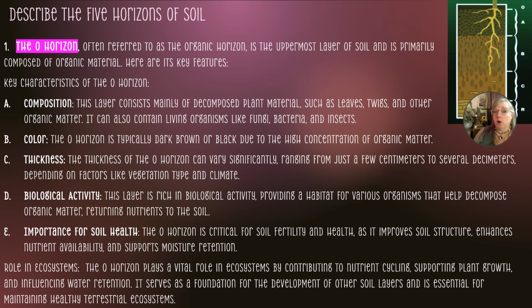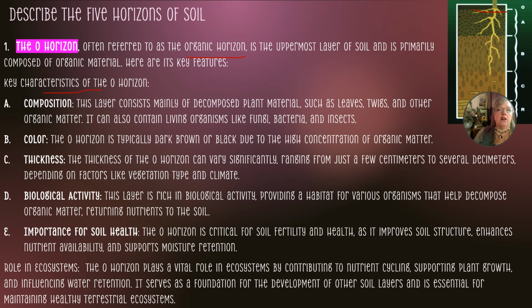O stands for organic. That makes good sense. That's why it's up here at the top. You would think it'd be alphabetical, but no. O stands for the organic. This is the organic horizon. It's the uppermost layer of the soil, and it's primarily organic material like dead leaves and stuff.